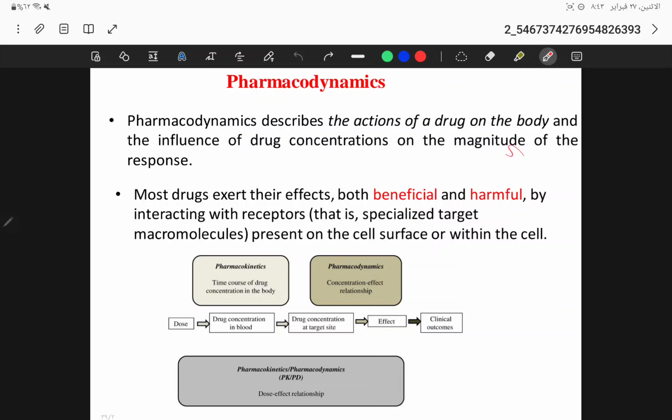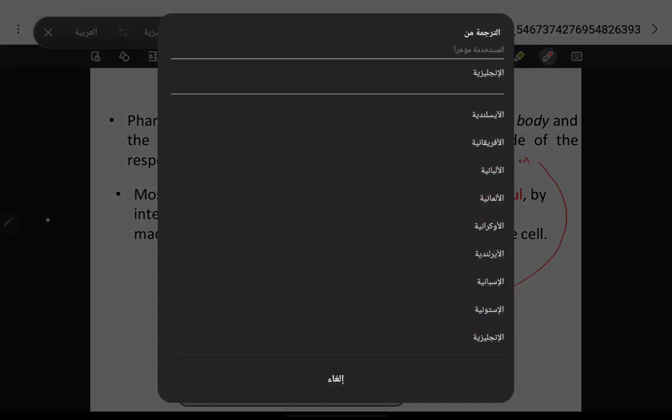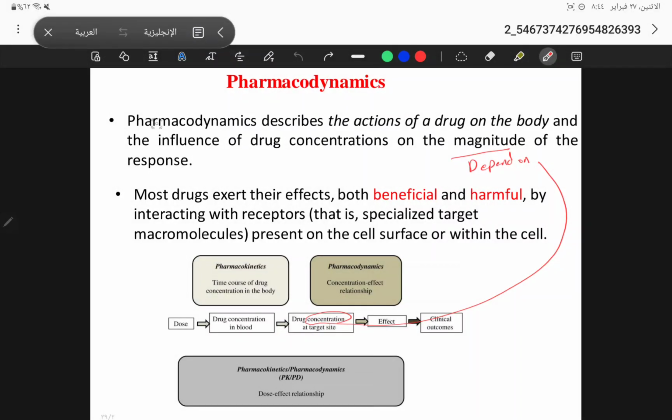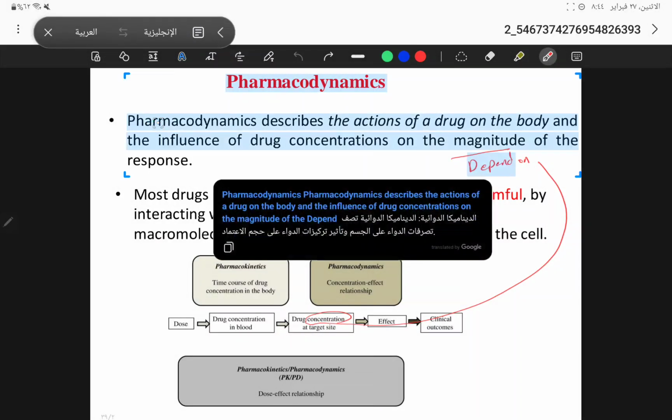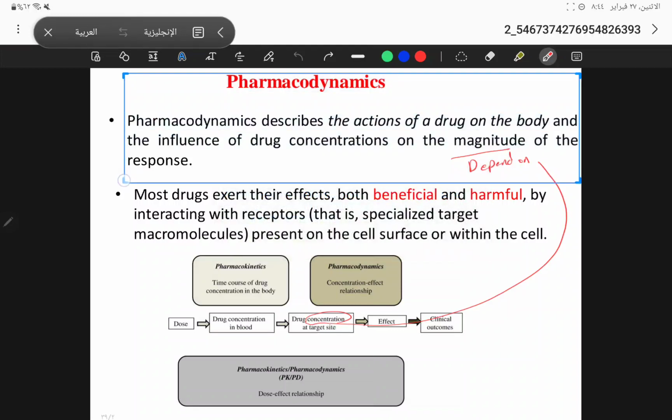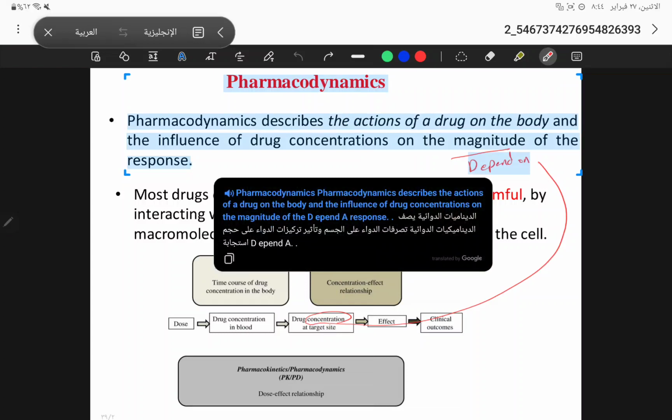So we start with the kinetic and continue with the dynamic. This is what we have in dynamic. Most drugs exert their effect. It could be beneficial, when a therapeutic action is required. The beneficial effect is, of course, the reason why we give the drug or the therapy.